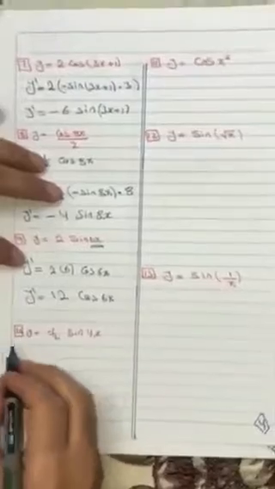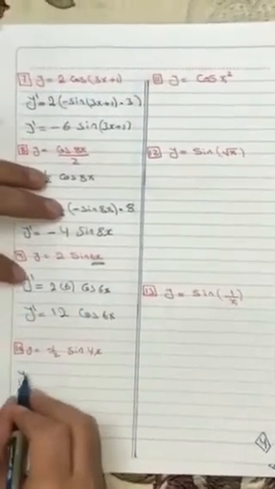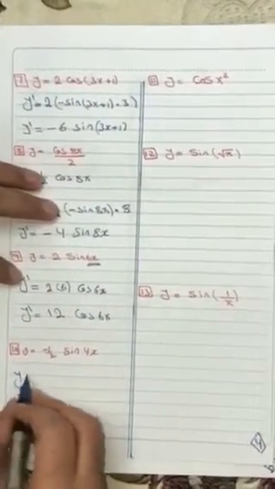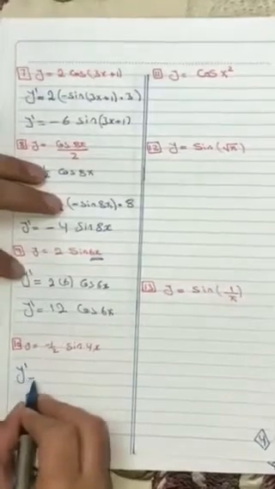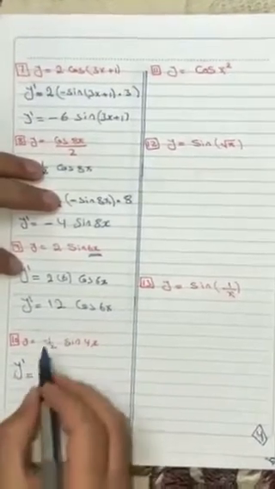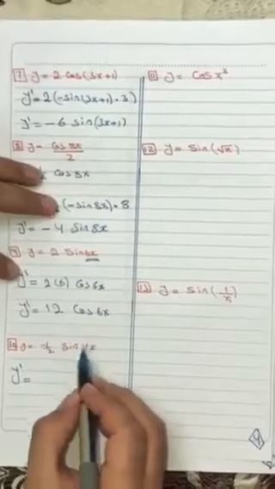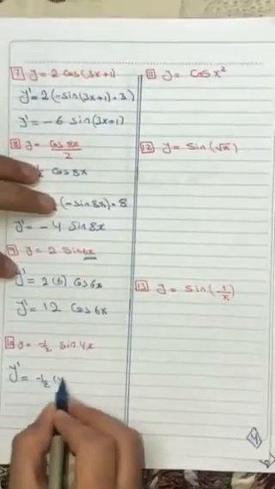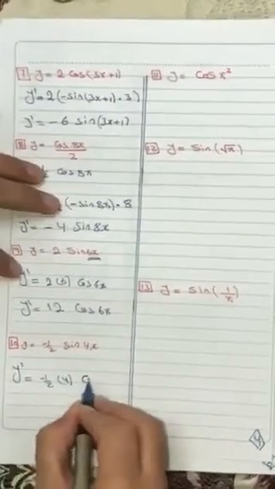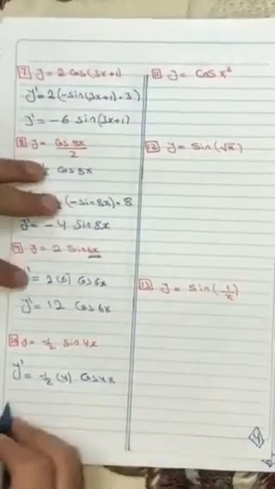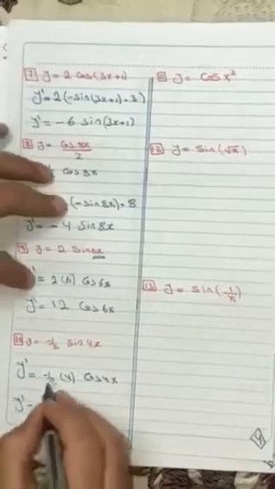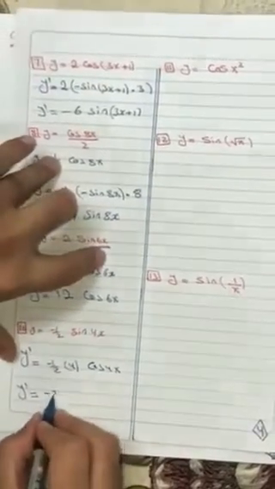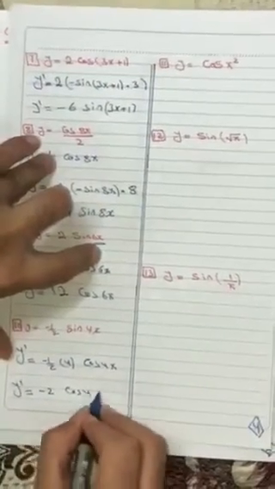Now, question number 10. If you have y equals negative half sine 4x, so y dash equals, let's do it direct. Negative half multiplied by the derivative of 4x, which is 4, and the derivative of sine is cosine 4x. Then simplify. Negative half multiplied by 4 is negative 2 cos 4x. This is the answer.